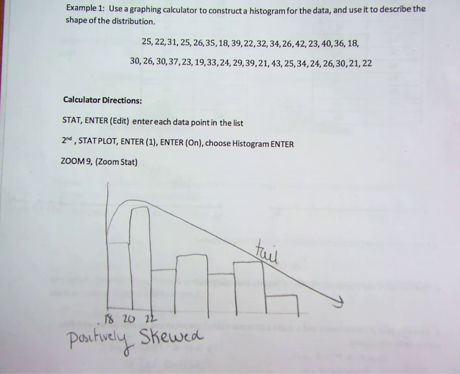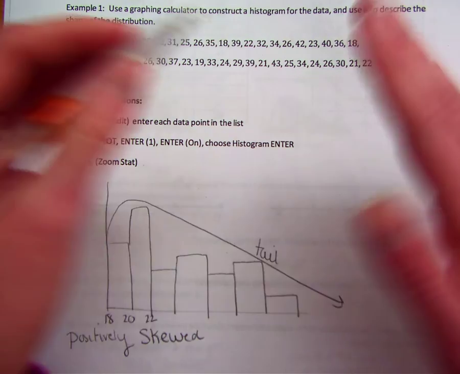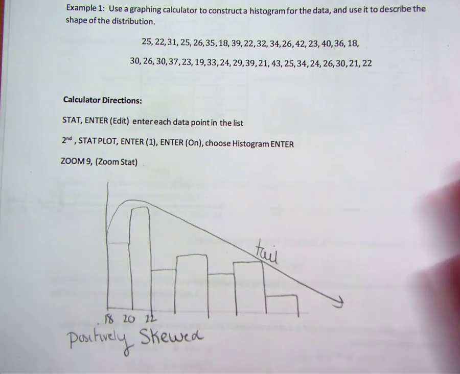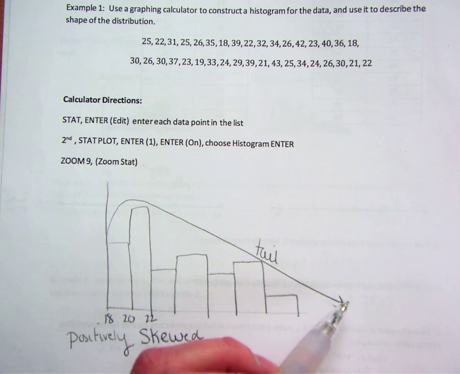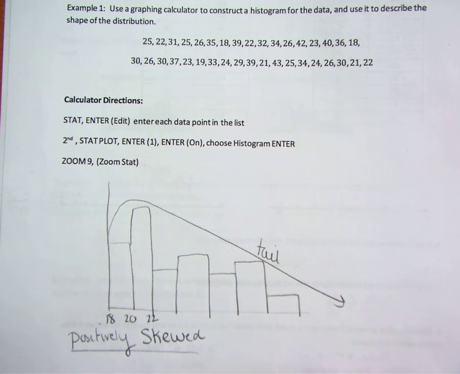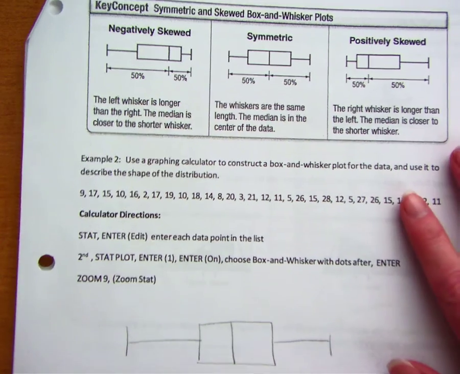So you're going to create your own histogram, distributing the points and putting them in groups. You might want to go by 2s or 4s or 5s, or whatever you want. Once you draw your histogram, you should see that this is skewed with the tail in the positive direction, so positively skewed.